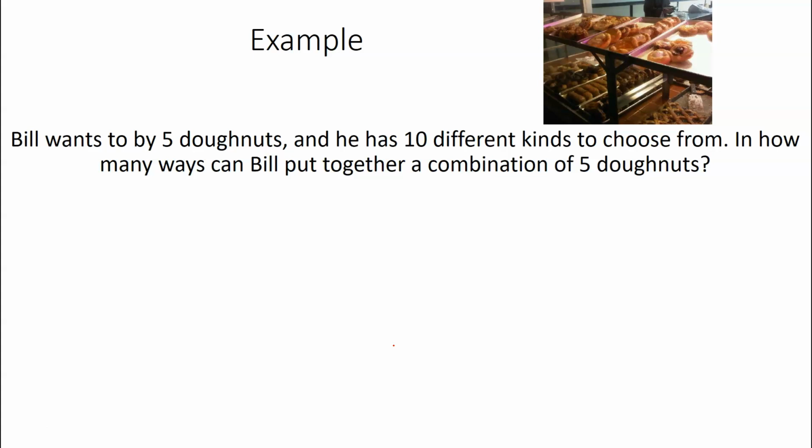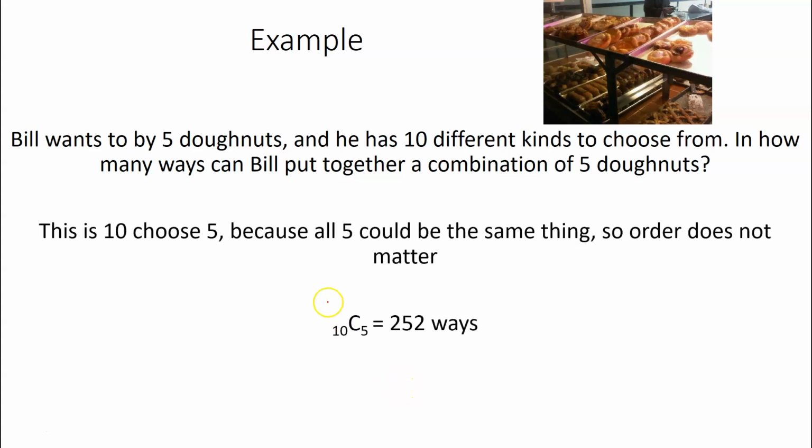So let me go through this one. Bill wants to buy 5 donuts and he has 10 different kinds to choose from. How many ways can Bill put together a combination of 5 donuts? Okay, well, in this case, I sort of gave it away. I shouldn't have phrased it combination.